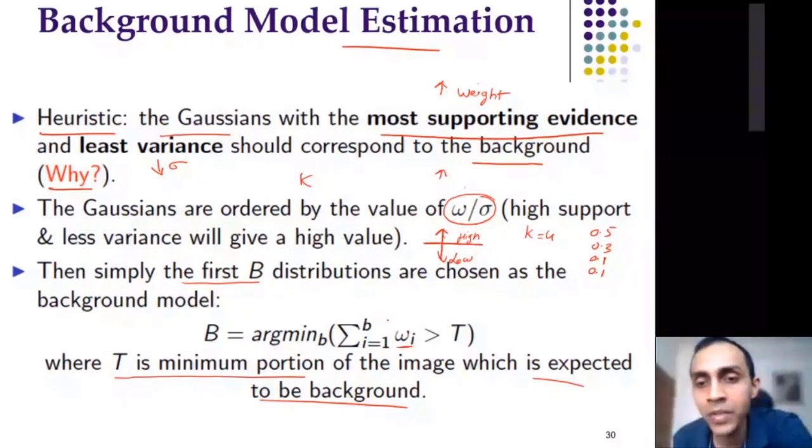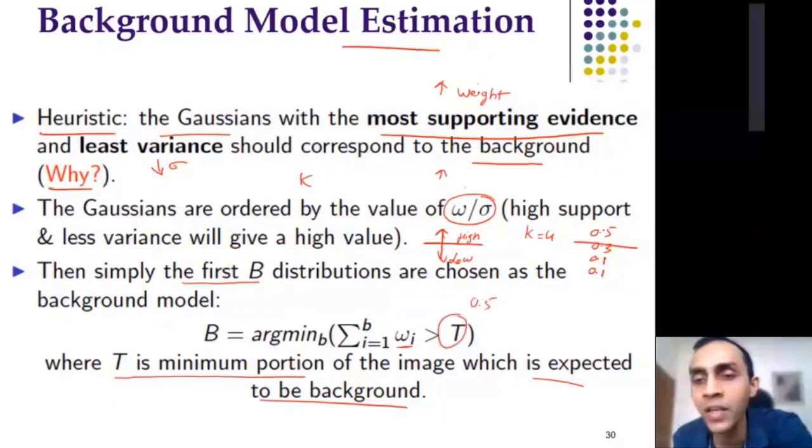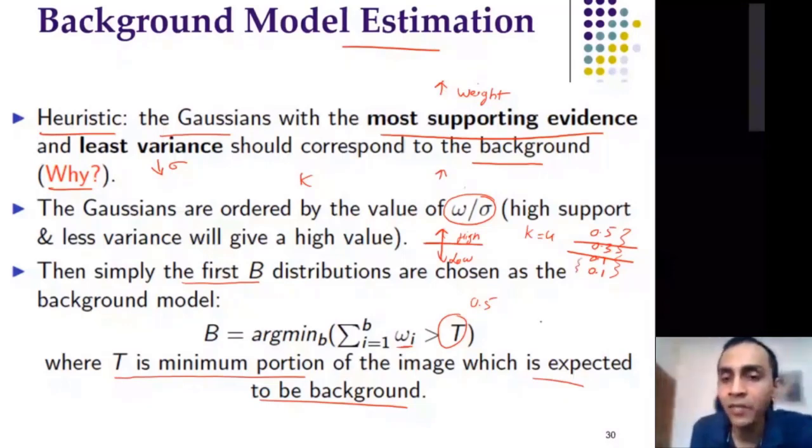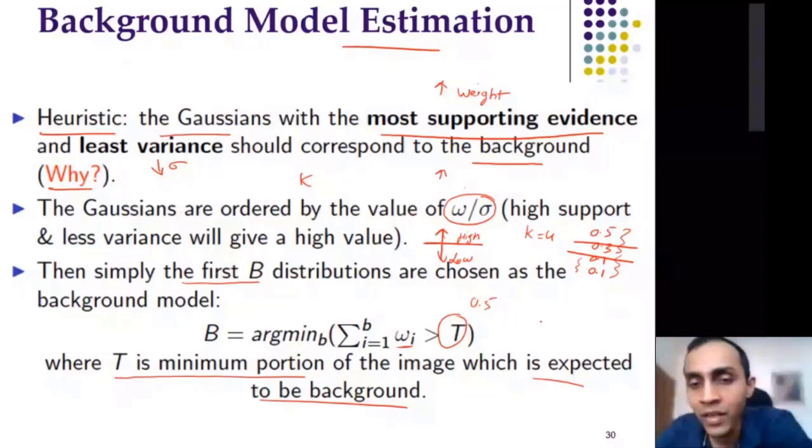So if we set, let us say, T as 0.5, then probably only this first distribution will be considered as background, and all these others will be considered as foreground. If we set T as 0.8, let us say, then the first two distributions will be considered as background distributions, and the bottom two will be considered as foreground distributions. So this is a little problematic. Here again, we have to heuristically set our threshold value. This is a drawback.